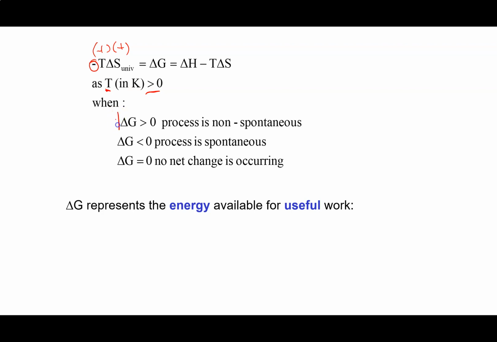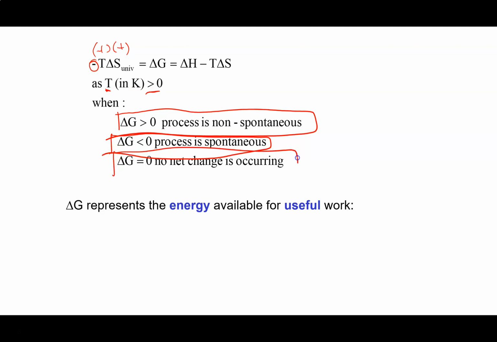So what this means is that for a non-spontaneous process, delta G is always greater than 0. If a process is spontaneous, delta G will be less than 0. If delta G equals 0, then nothing's happening. We're just at a condition we'll later learn about as chemical equilibrium.